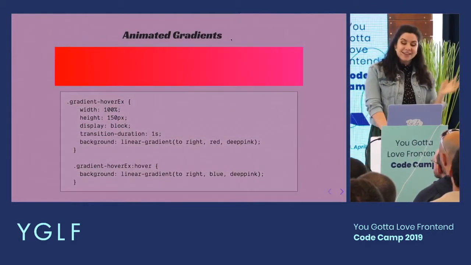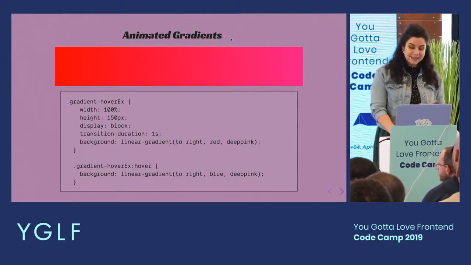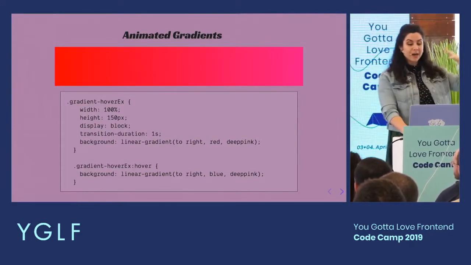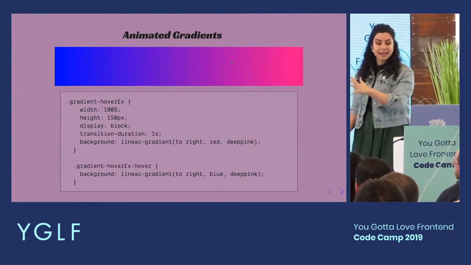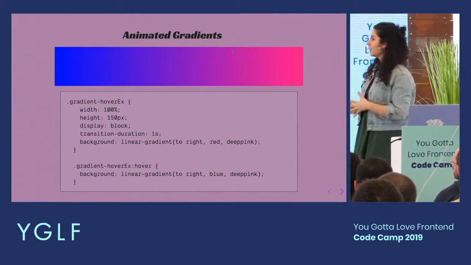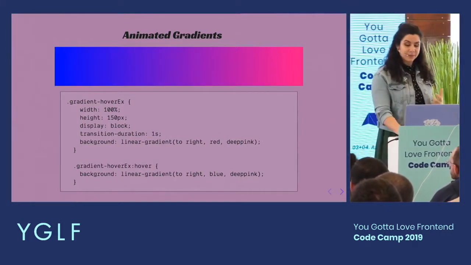Animated gradients are another example of something that we don't currently have the ability to do in CSS. So here I have a gradient going from red to pink, and I want to update that to go from blue to pink, but the browser doesn't understand how to interpolate these values because it's just reading them as strings, and there's no semantic meaning to them right now.